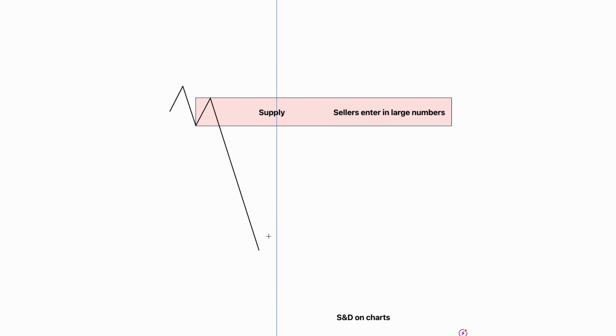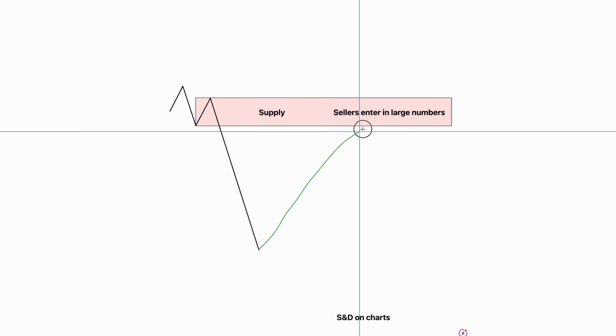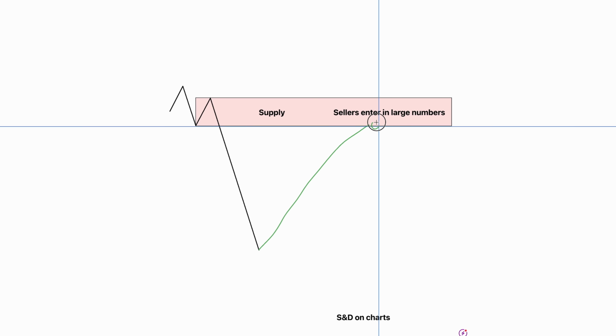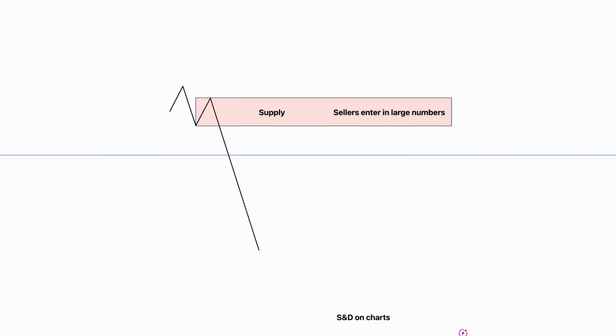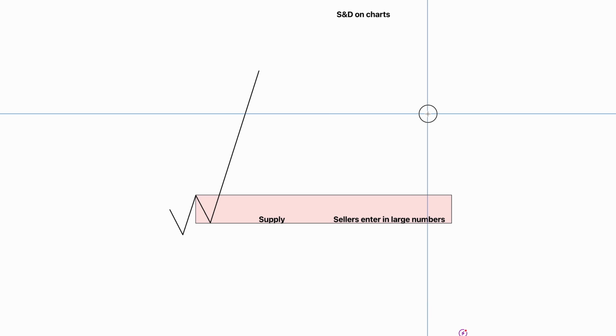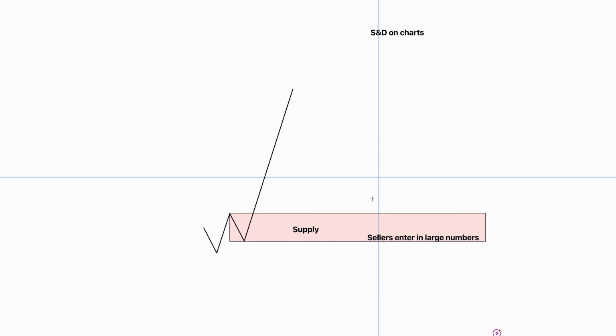And what we want to do from those is sell the market once we return to what is seen by the mass market as a premium price to sell. So that's a supply zone. Demand zone is the buy side version. And now we'll go and look at these on an actual candle chart.